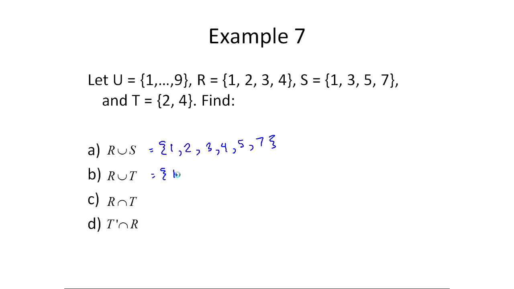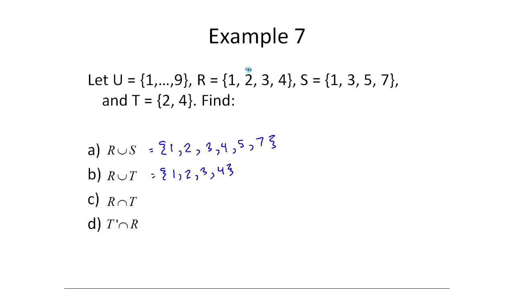So 1's in R, so it gets in the union. 2 is in both, so it's in the union. 3's in R, so it's in the union. And 4 is in R, so it's in the union. It's actually in both. Now this is interesting. Notice R union T equals R. What's going on here? Well, R contains T.